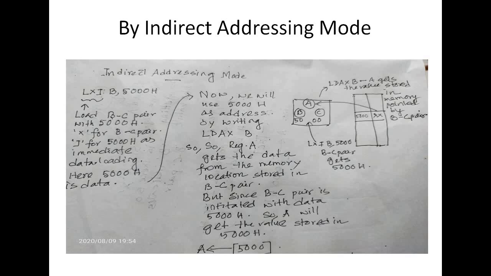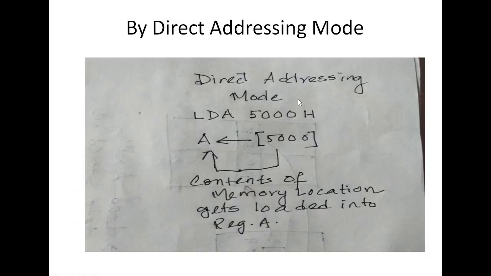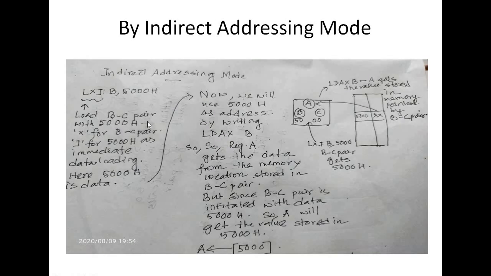Now we will solve the same program by indirect addressing mode. See here, first I have to initialize the 5000 memory location. Here I had given the 5000 memory location directly in the instruction, but now I have to initialize this memory location. How? LXI B, 5000H. What does it mean? The I means 5000H is data here. So LXI B 5000H is in immediate addressing mode.